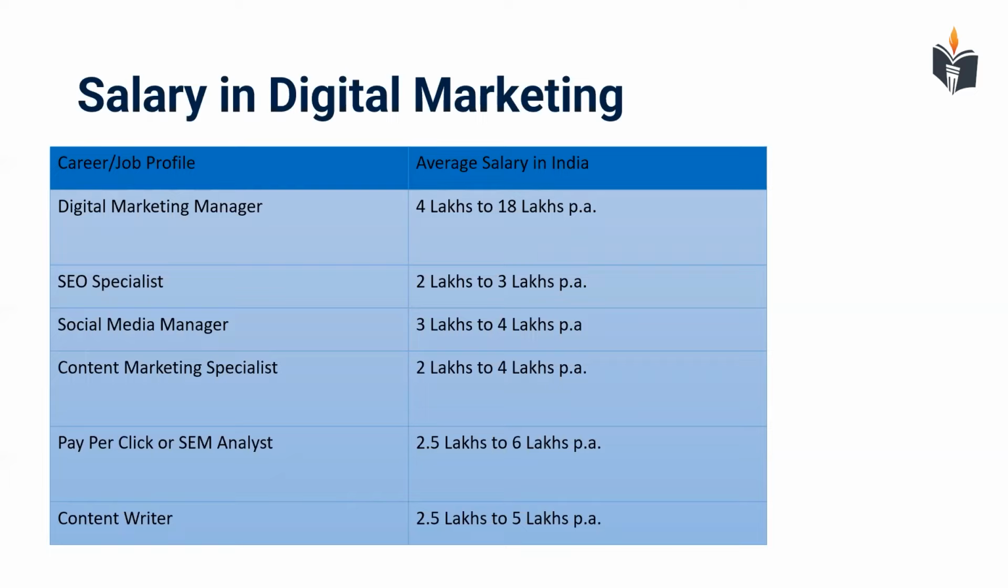Now we see this is the average salary of digital marketing people for freshers. Okay, so digital marketing manager will earn the most because he has a vast range of things to do, right? So 4 to 18 lakhs, SEO specialist 2 to 3, social media manager 3 to 4, content marketing 2 to 4, pay per click and or SEM analyst, search engine marketing analyst 2.5 to 6, and content writer 2.5 to 5 lakhs. And these are average salaries. So you can even expect a higher salary out there in the market. And if you are working as a freelancer, it totally depends on your skills to grab clients and also prove that you can give a good outcome.